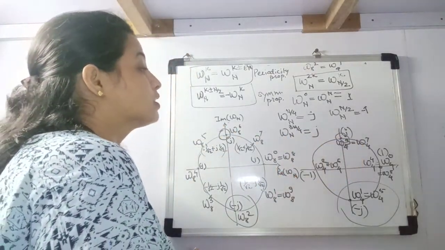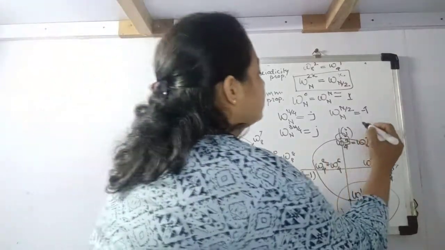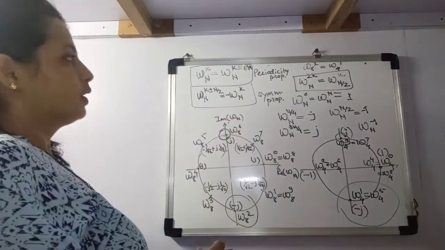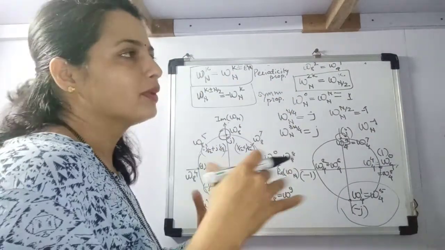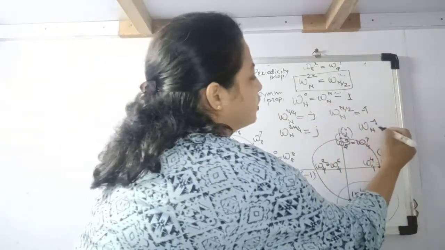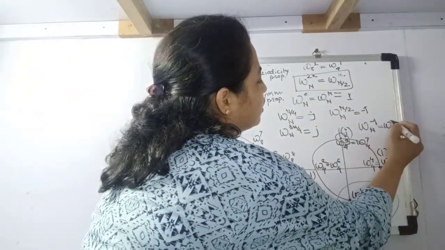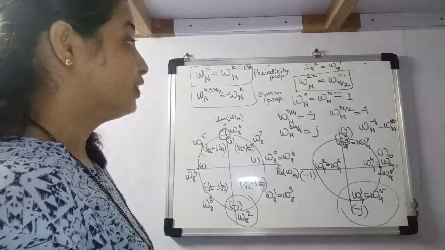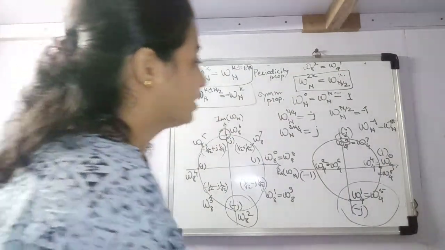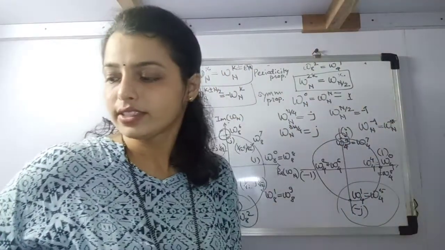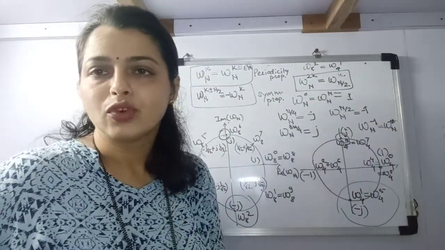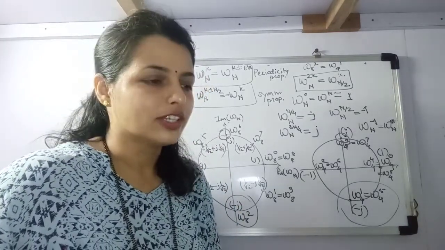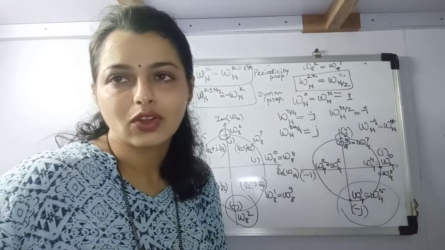One more property we'll see: omega N inverse, e raised to minus j, will become plus j if we take the inverse. So it is like taking the conjugate. These are the properties of the twiddle factor. We'll use these properties to write the matrix that we derived before, the D4 matrix. We'll write the values of D4 and do the calculation for the very first example we solved in the last lecture.